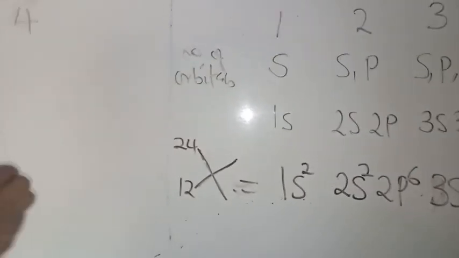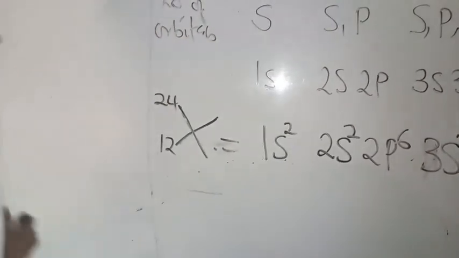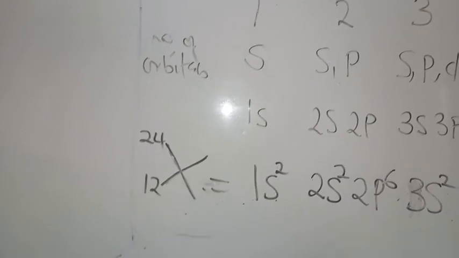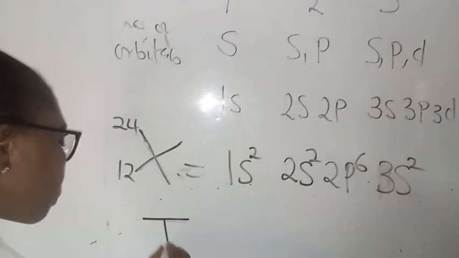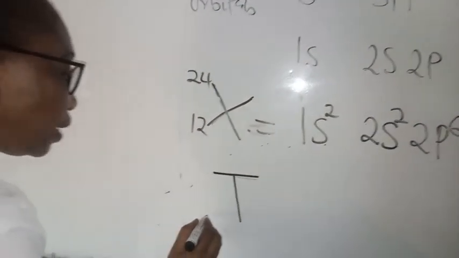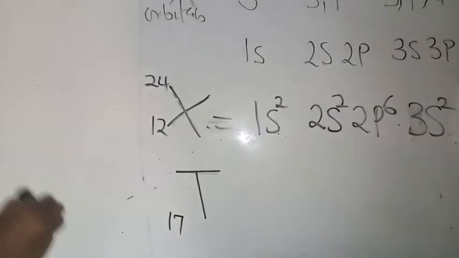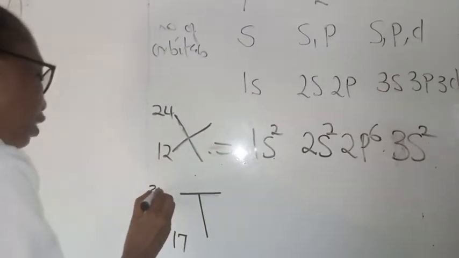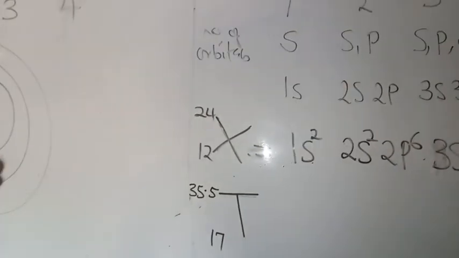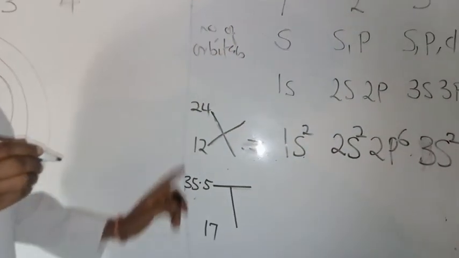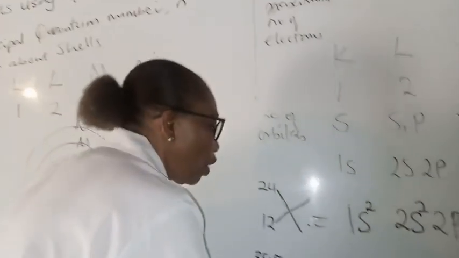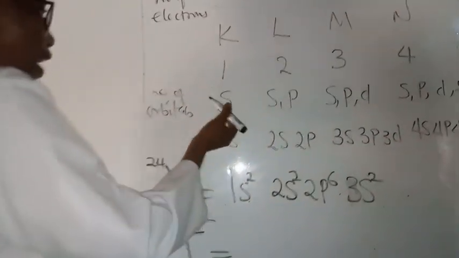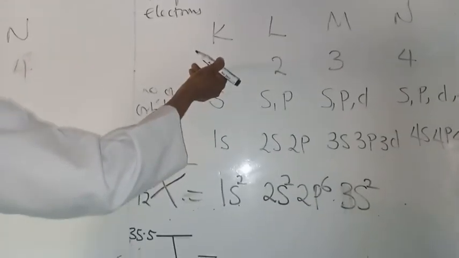Finally, let me do one more problem for you. If you are given an element with the symbol T, and you are given 17 here, and probably 35.5. From what we have done, you know you are going to use 17 to write the electronic configuration. So how do we do that? Let's go straight from here. We say 1 joined to s, we have 1s.